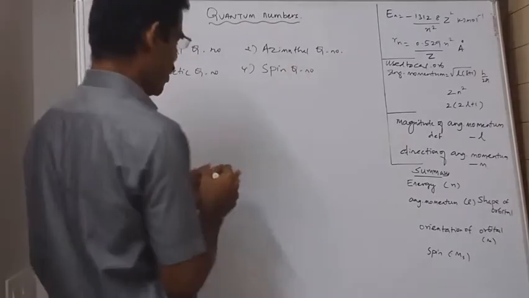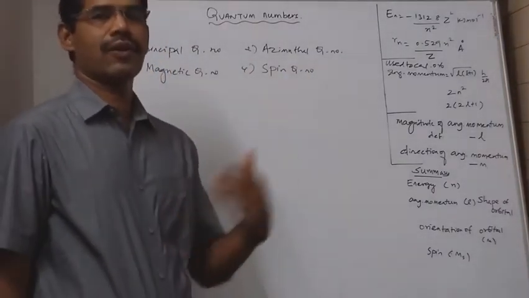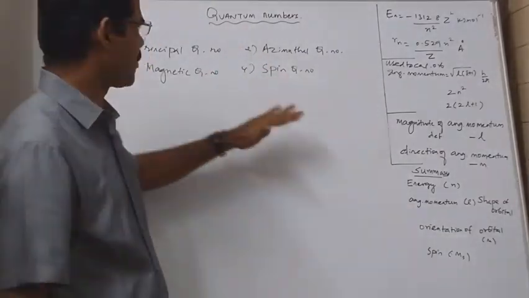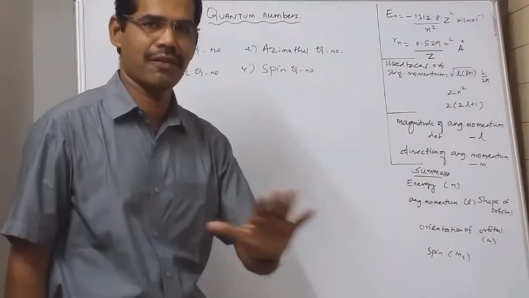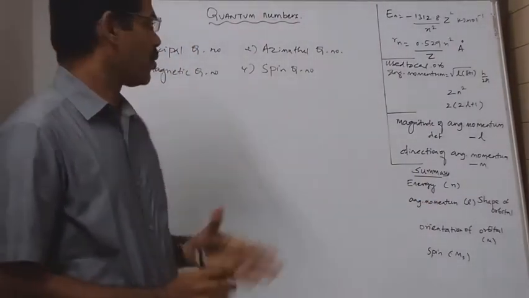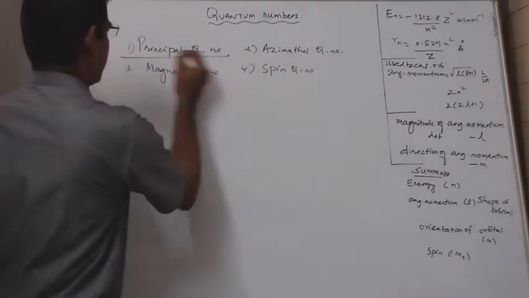So, each quantum number will provide us different details regarding the electron. So when you summarize everything, when you take into account the details provided by all these 4 quantum numbers, then we may have an idea of where an electron is present exactly. So let us learn one by one. First one will be principal quantum number.